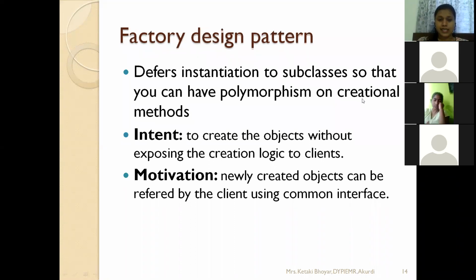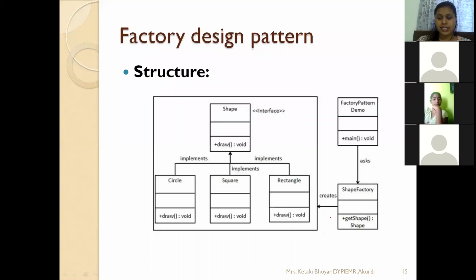So what is the intent of the factory design pattern? To create objects without exposing the creation logic to the clients. Once we see the structure, you will understand the complete layout of this factory design pattern. The motivation is that newly created objects can be referred to by the client using a common interface. Let's move on to the structure directly to understand this pattern more clearly. Please observe the structure carefully on your screen. Don't get confused as there are multiple classes defined. I'm going to explain the classes one by one.